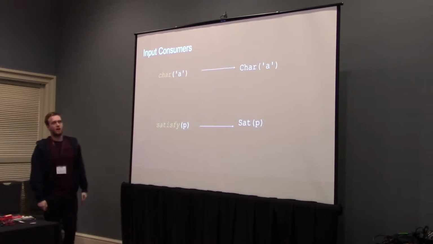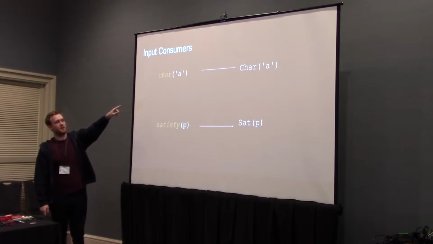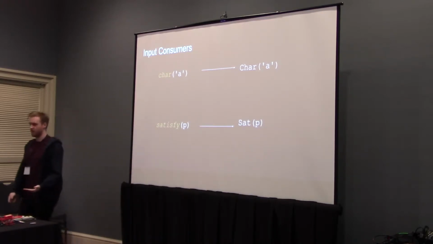As well, we actually need some way of reading inputs. They're really simple. Char A will read a character A, and that's represented by a character instruction. And satisfy will read any character that satisfies some predicate.